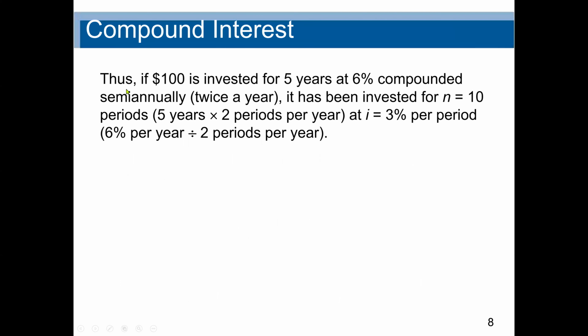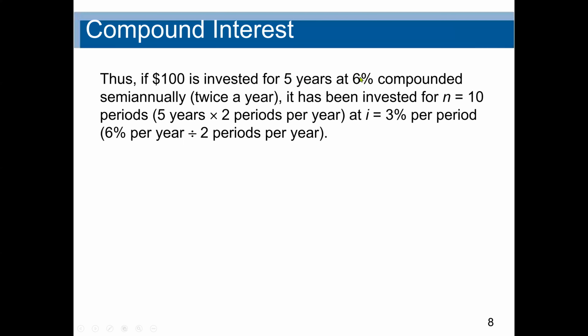So let's look at this question. For example, if we have $100 invested for 5 years at 6% compounded semi-annually, which is twice a year, then it has been invested for 10 periods. It's 5 years. So if it's 5 years, semi-annually means half a year. So semi-annually, 5 years will be 10, because we say 5 years times 2 periods per year. The same thing if it's monthly, then times 12.